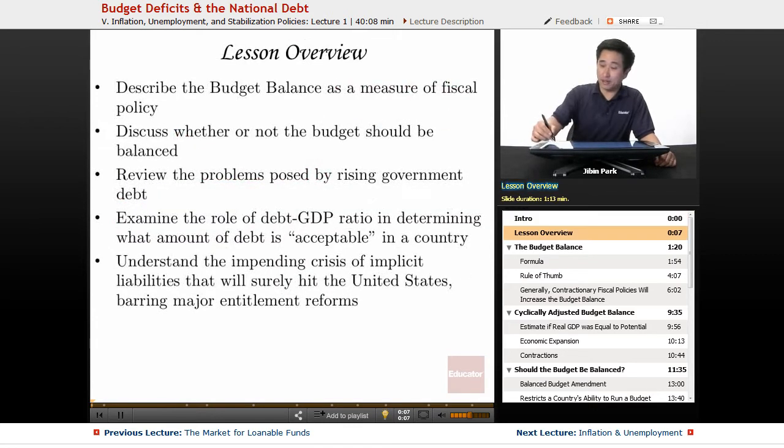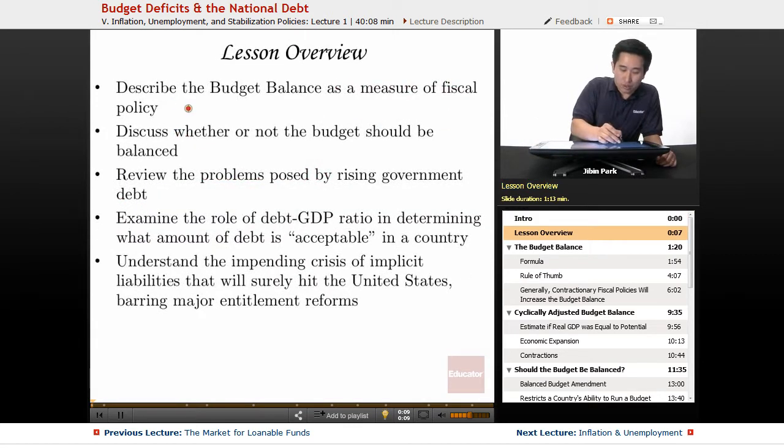Welcome back to Educator.com. Today we're going to look at budget deficits and the national debt. So in today's lesson overview, we're going to describe the budget balance as a measure of fiscal policy. We're going to discuss whether or not the budget should be balanced. Notice the word should right here. This is a normative question.